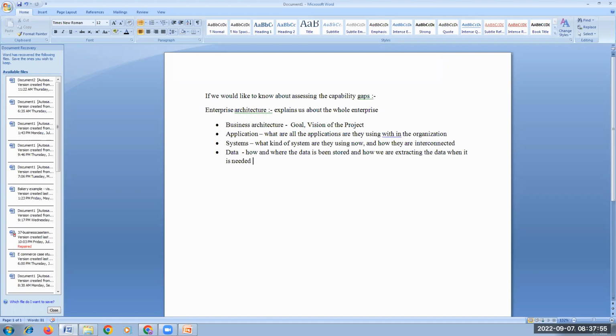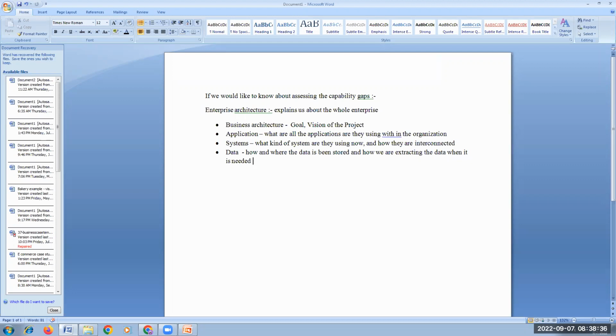So if you'd like to know about assessing the capability gaps between two different systems under enterprise analysis, the very first thing you need to know is enterprise architecture. In this enterprise architecture, we must have a clear understanding of four different things. One is business architecture, the goal and vision of the project. Second, the application architecture, like what are all the applications we are using within the organization.